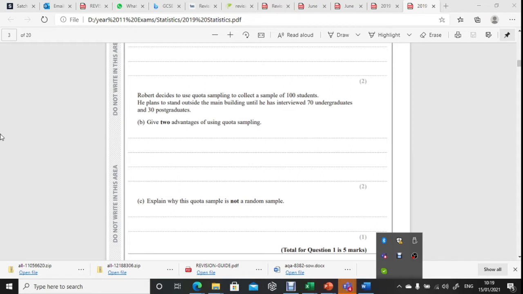Explain why quota sampling is not random sampling. Well, because by its nature, not everyone has an equal chance of being chosen. If you think, in his university you've got a different number of undergraduates than postgraduates, so your undergraduates are more likely to be chosen than your postgraduates.